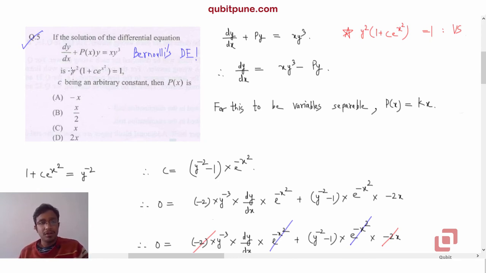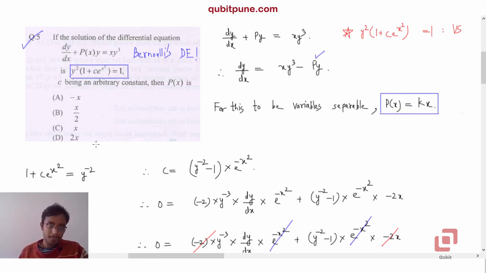And secondly, the general solution that you see here is such that the terms containing y and the terms containing x are separate, correct? So which means that this differential equation has to be variables separable, okay? And the options are also an indicator of that. So if you write dy/dx as xy³ minus p into y, for this to be variable separable, p must be a linear function of x, with no constant term. So p(x) has to be in the form kx.